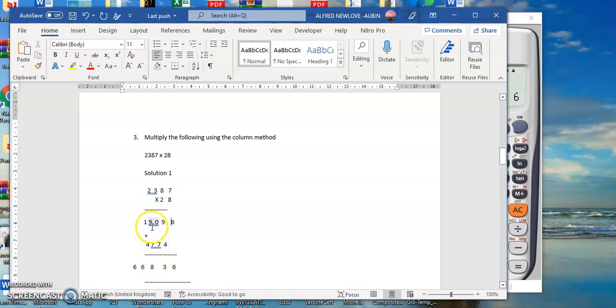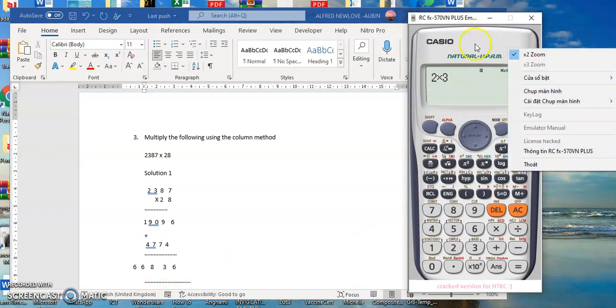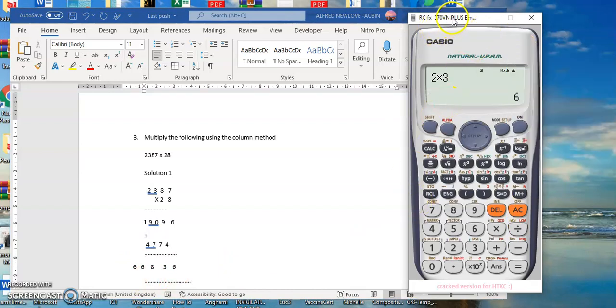Then 9 plus 7 is what? 16. You write a 6. Then 4 plus 1 is 5 plus 1 is 6. So you get it. When you are done, you can check it with your calculator and see whether you've gotten it correct. Remember, you are not supposed to press it all at once. So let's check with our calculator.